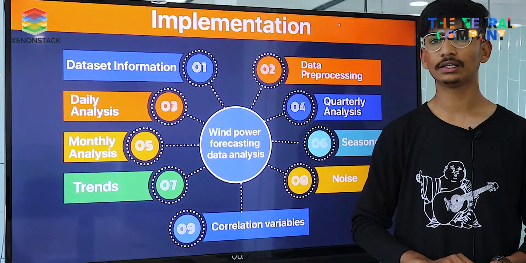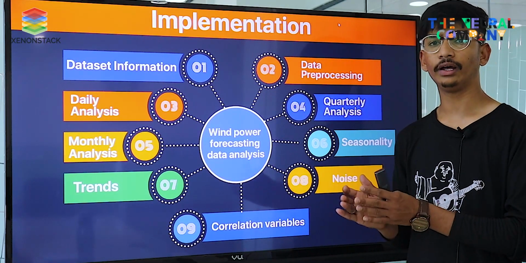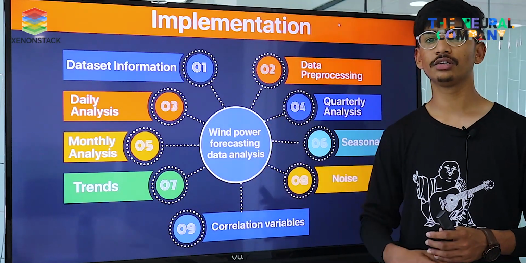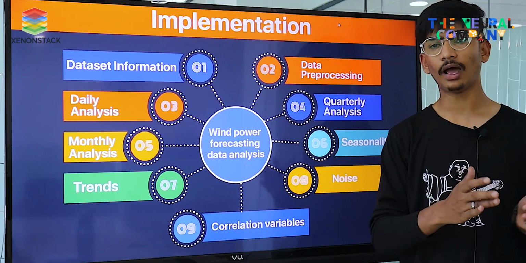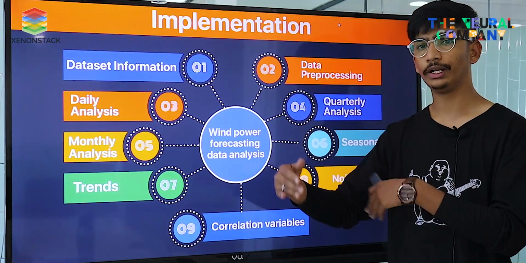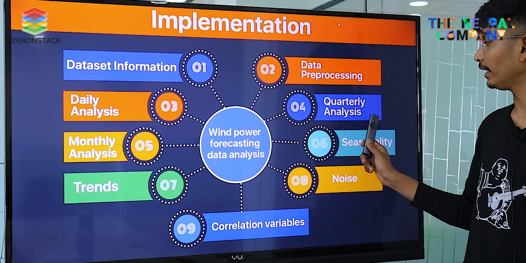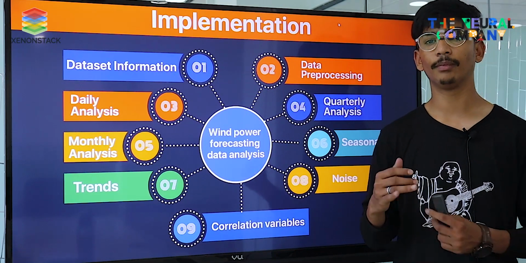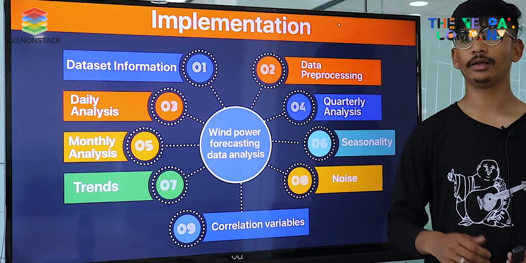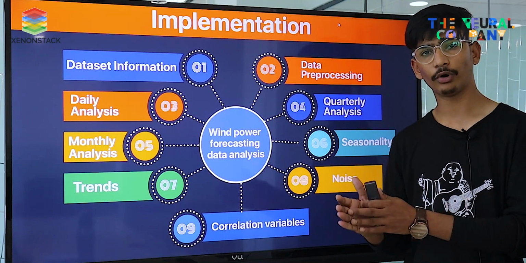In the monthly analysis, I have checked the variation in the wind data, how the data is changing over a period of months. Like in the first month, how was the data, and in the second month, how was the wind and the production of that wind. And then there is quarterly analysis. In quarterly analysis, I have performed the same operation, but it was based on quarters. Like in the first quarter, how was the wind, and in the second quarter, how was the wind and their production.